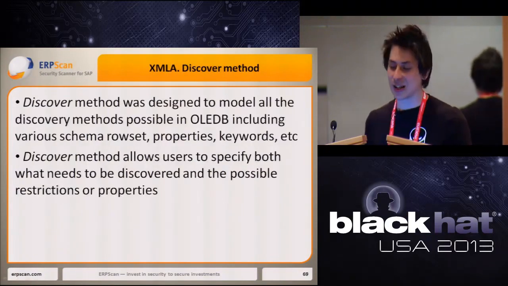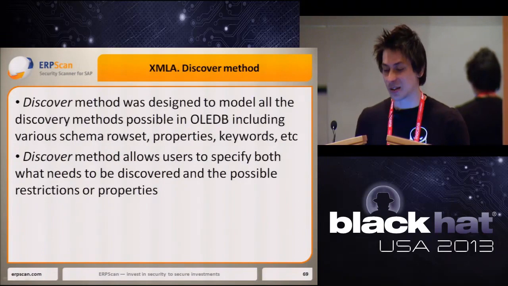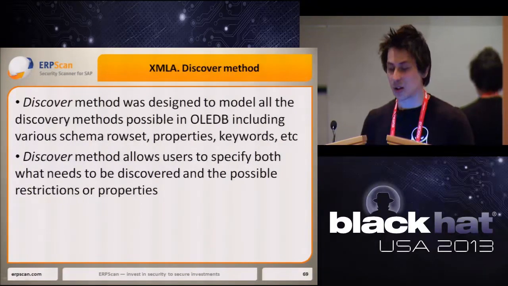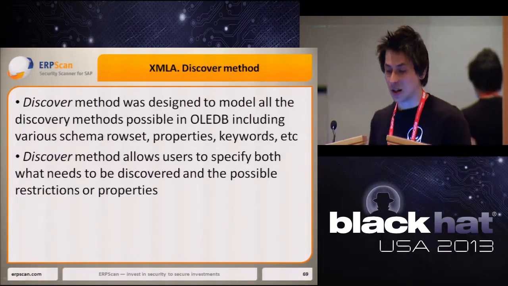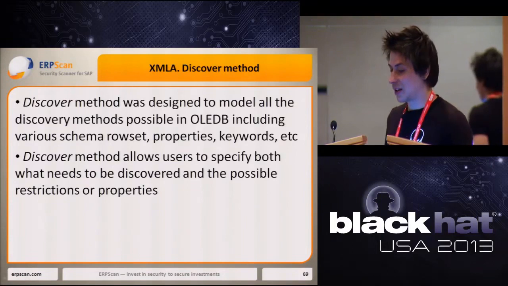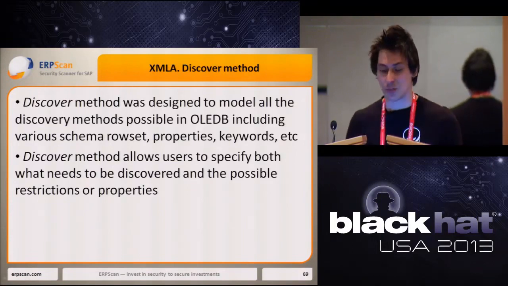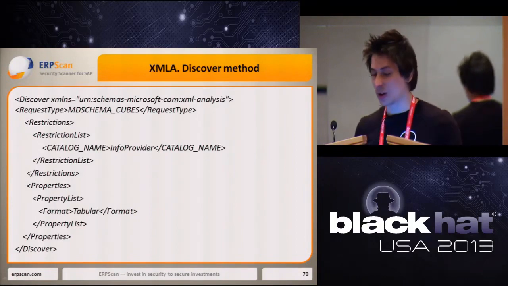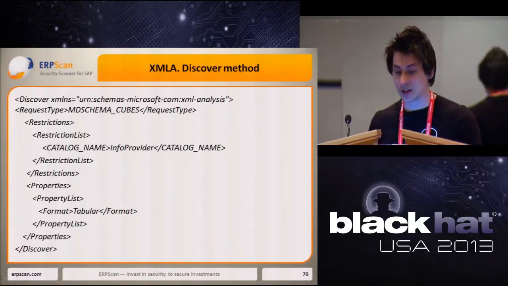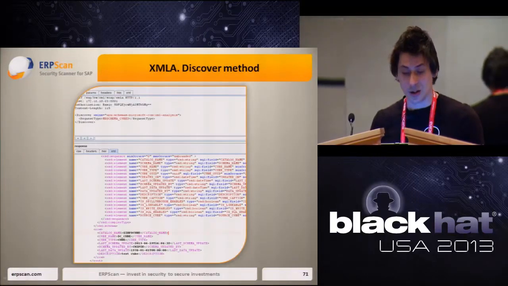In accordance with the name, the discover method is necessary to discover which entities are present in the cube, what they are called, and how large they are. Within this method, the user may specify which entity of the OLAP server he wishes to know better. This is how a typical discover query looks. The query includes the directory name, the format, and so on.